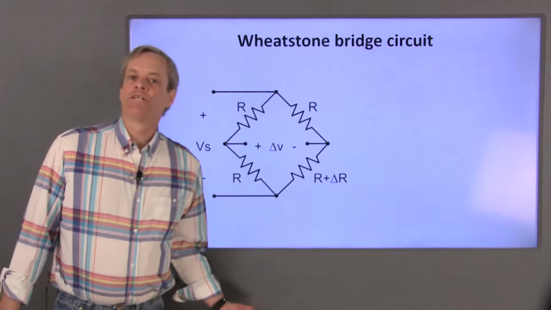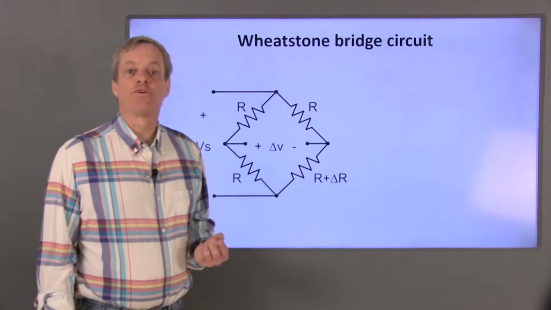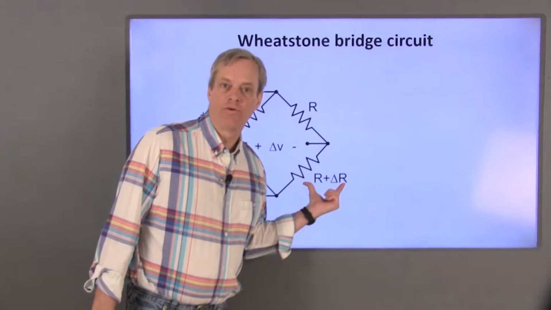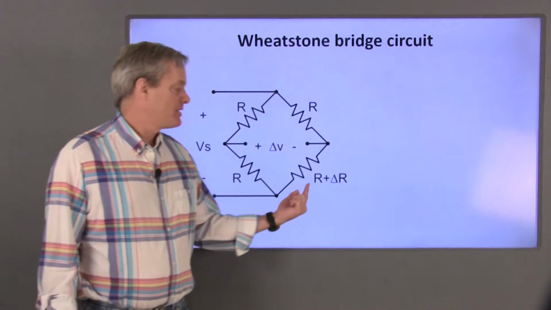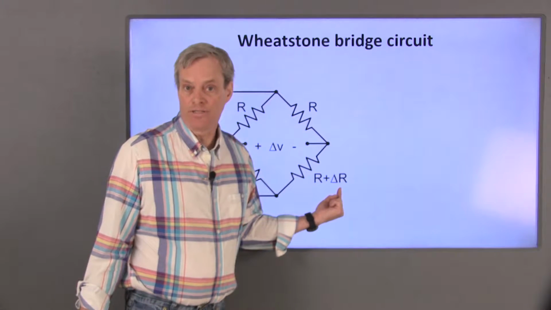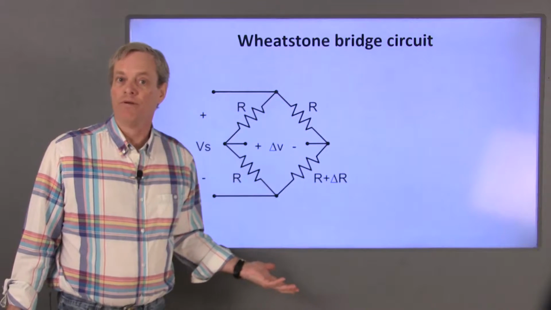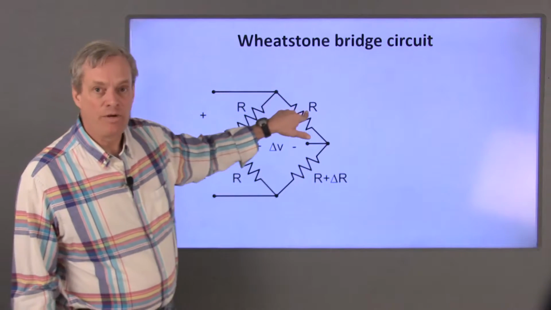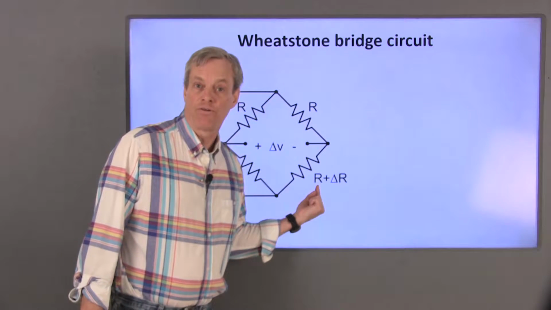A Wheatstone bridge consists of 4 resistors, connected as shown here. The thermistor will be at this location in the bridge. The thermistor's resistance changes with temperature and consists of an operating point resistance, R, and a change in resistance, delta R, associated with a change in temperature from the operating point. The other resistances in the Wheatstone bridge are chosen to match the operating point resistance of the thermistor.